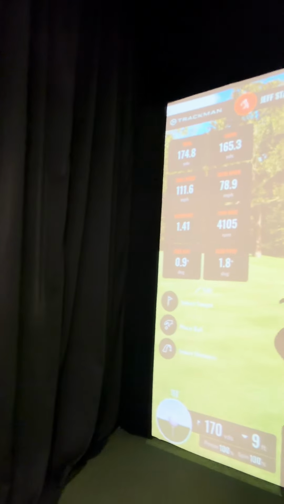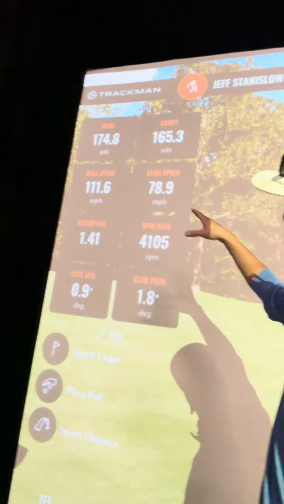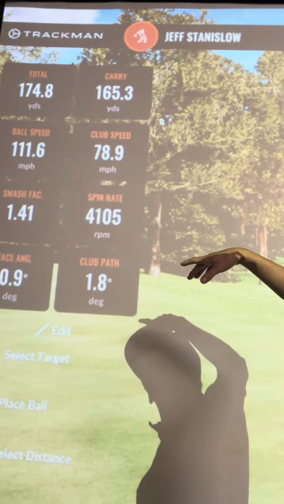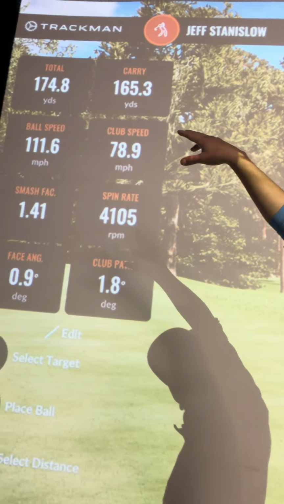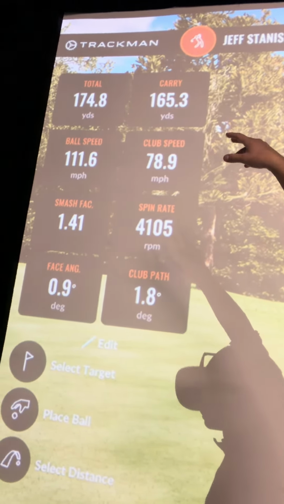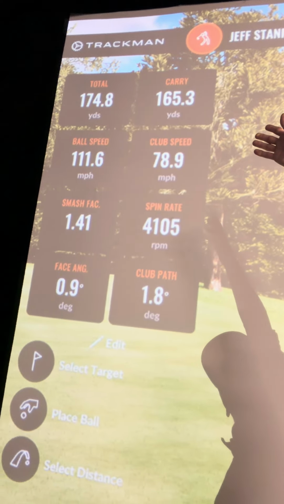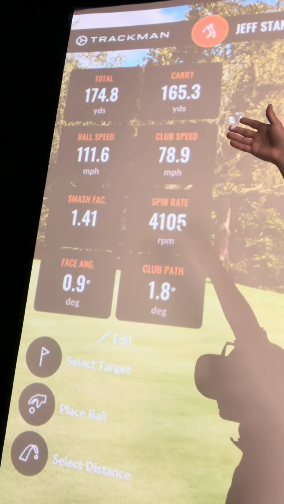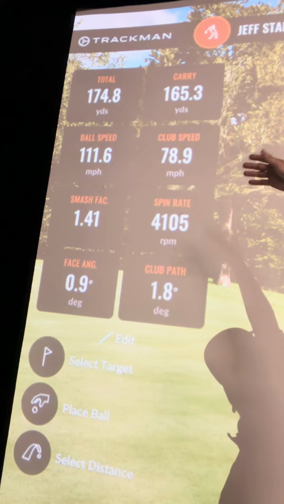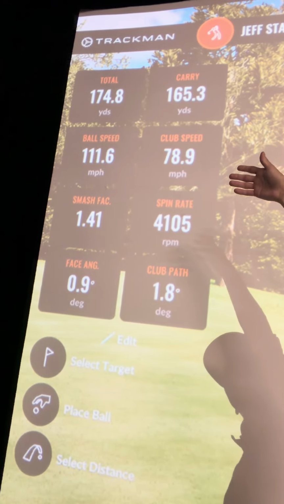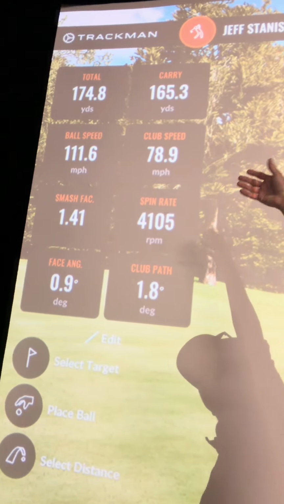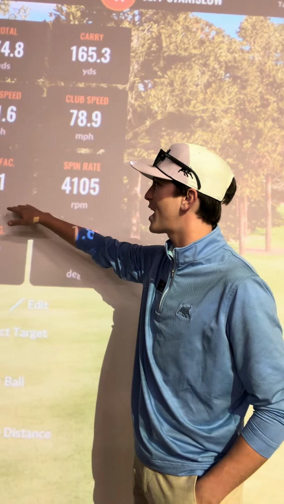Alrighty. So up here is what we call our dashboard. I just have a few numbers that I think are most important to look at. Up top, you're just going to have your carry and your total. The whole thing about those is one is where the ball's landing and one is where it finishes after it rolls out. Then you have your club speed and ball speed. These are just going to be two numbers that are relevant to what comes next.